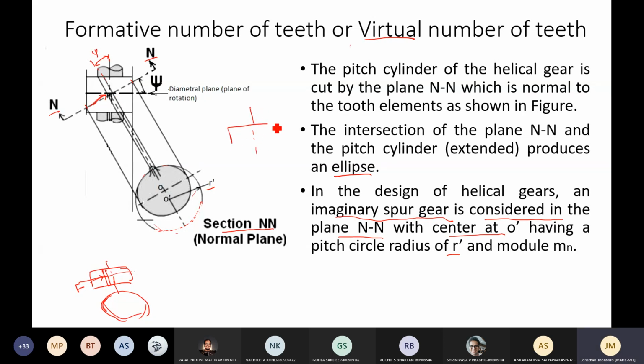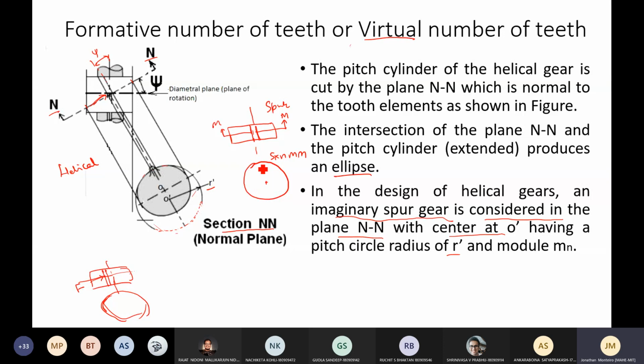I'll draw it again here, just an example of a spur gear. If you have a tooth here of a spur gear, and say this is a helical gear, and you cut out a section normal to the tooth face, what would you get? That section, say I'll name it MM over here, would be a perfect circle. Okay, there is no change. This section MM would be a perfect circle as you cut through this.